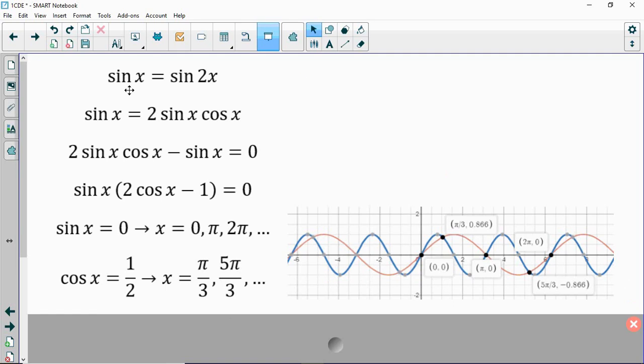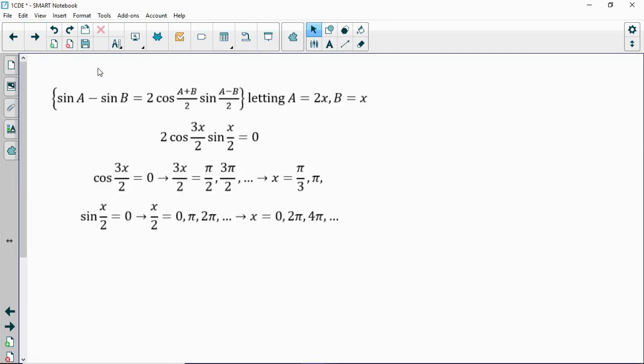If we look at the very first line, and just subtract sine of x from both sides, we get sine of 2x minus sine of x. And then we can use this formula from the previous page. So sine of 2x minus sine of 1x. So we're going to let a equal 2x and b equal 1x. Putting those in here, we get 2x plus 1x, so that's 3x, and then 2x minus 1x, so that's 1x. And then we have to solve this equation.